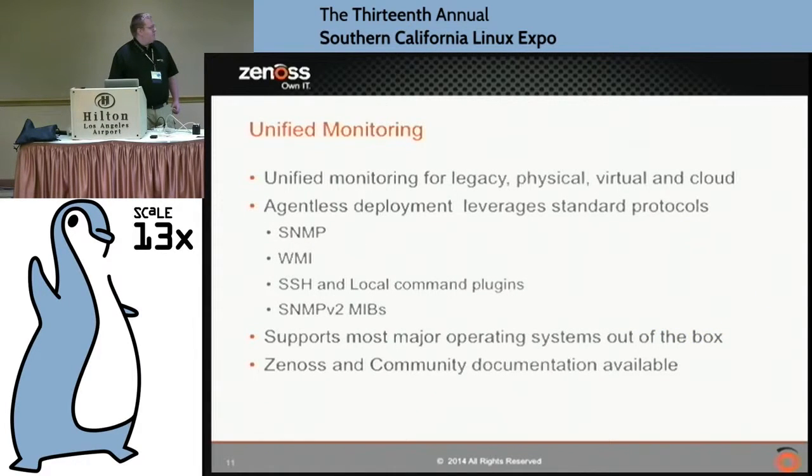So that's what Xenos does. We're unified monitoring. No matter what you have on your network, if it talks to the network, we can monitor it. SNMP, WMI, SSH. If it supports the standard IETF RFC for SNMP v2 MIB, we can monitor that. Most major operating systems are supported out of the box, and there's documentation both produced by Xenos and produced by our community members that's available to help you get started.